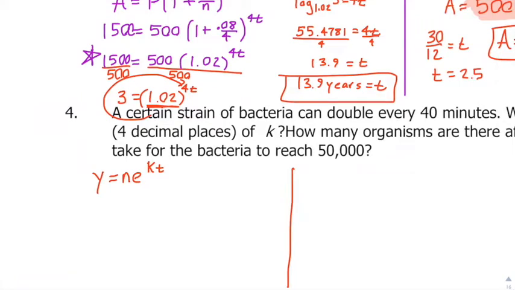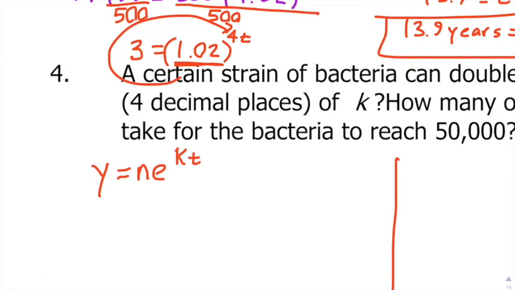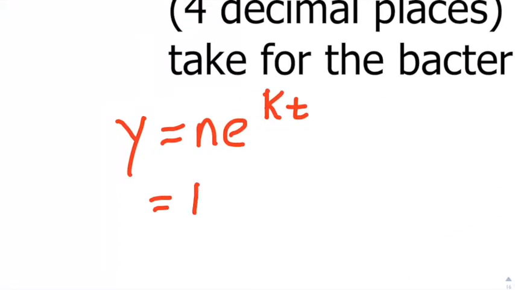So here's how we do this. It doubles every 40 minutes. And they didn't give us any starting amount, but it doesn't really matter what the starting amount is. We just know it doubles every 40 minutes. So for example, if I had 1 of these bacteria, then my final value better be 2. Or if I started out with 100, then I better have 200 at the end. So it really doesn't matter what numbers you use. So typically I'll start with 1, and then we'll end up with 2.